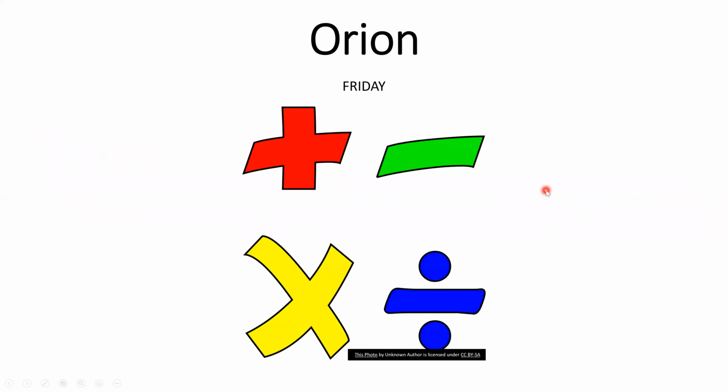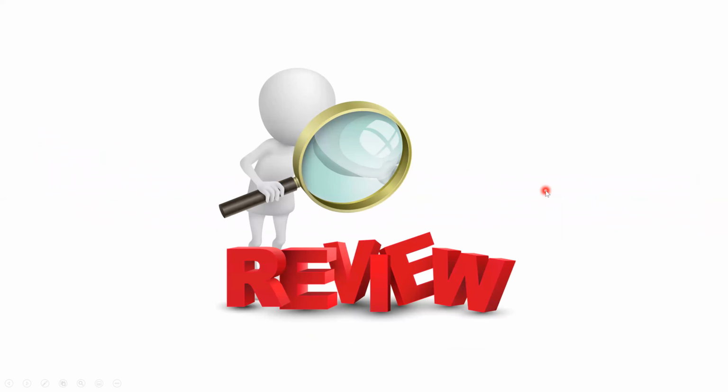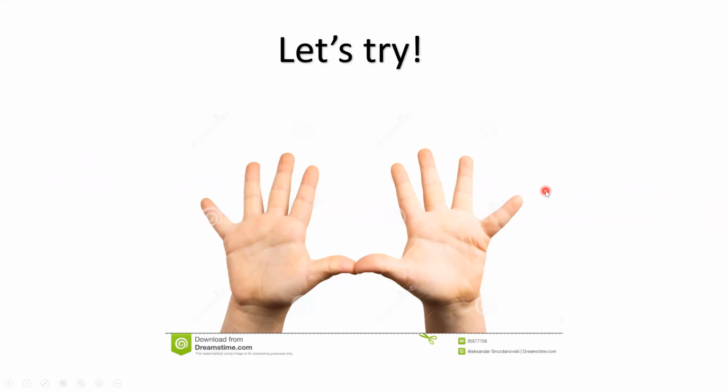Hey Orion, it's Friday. Let's begin. Let's review everything we've learned this week. Let's start by skip counting by 10. Let me hear you. 10, 20, 30, 40, 50, 60, 70, 80, 90, 100. Great job.